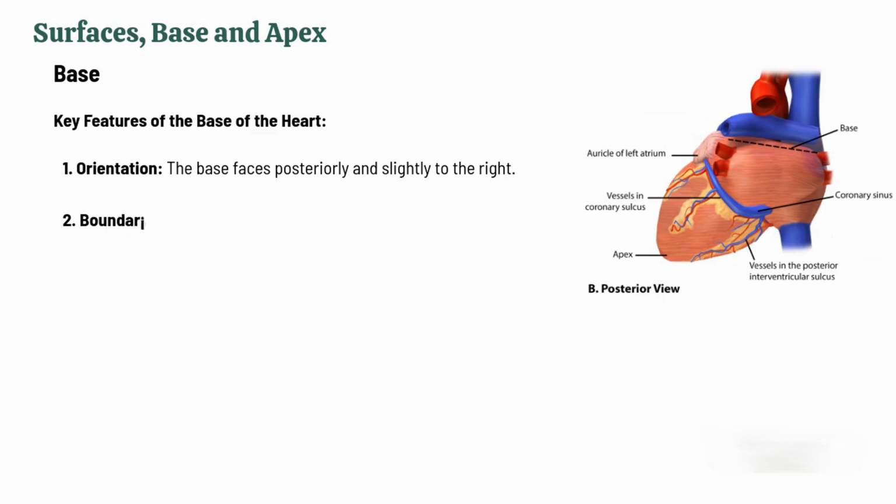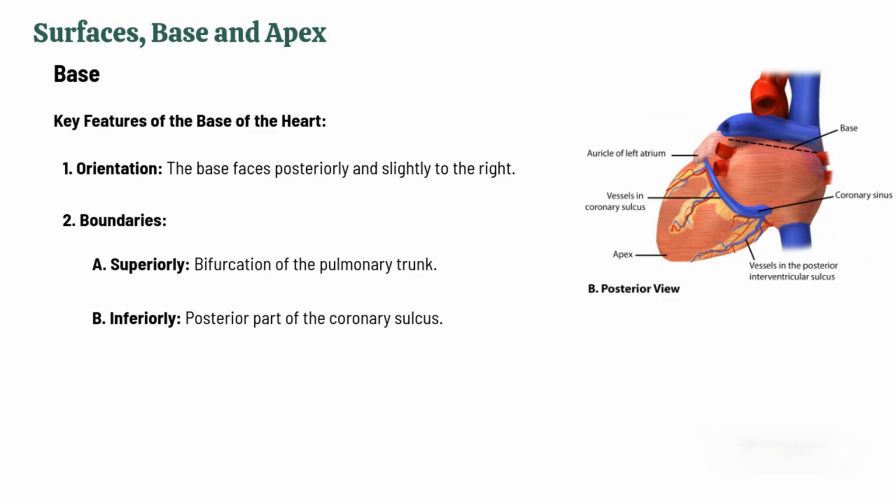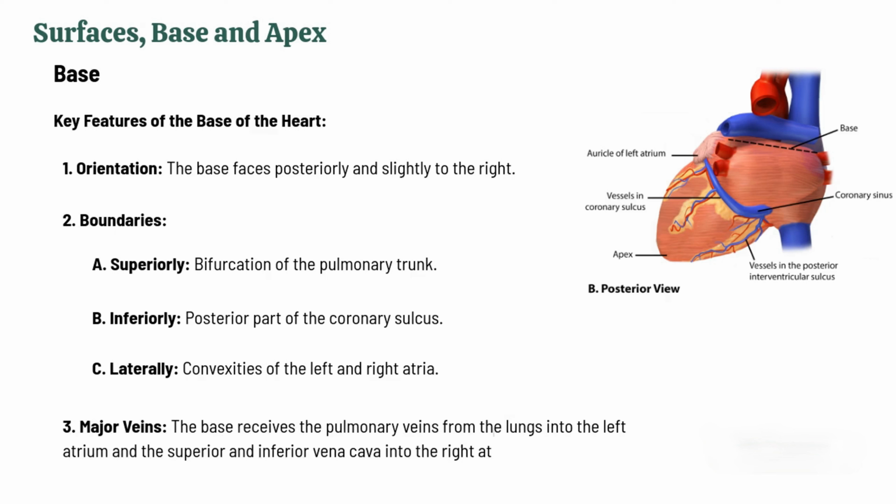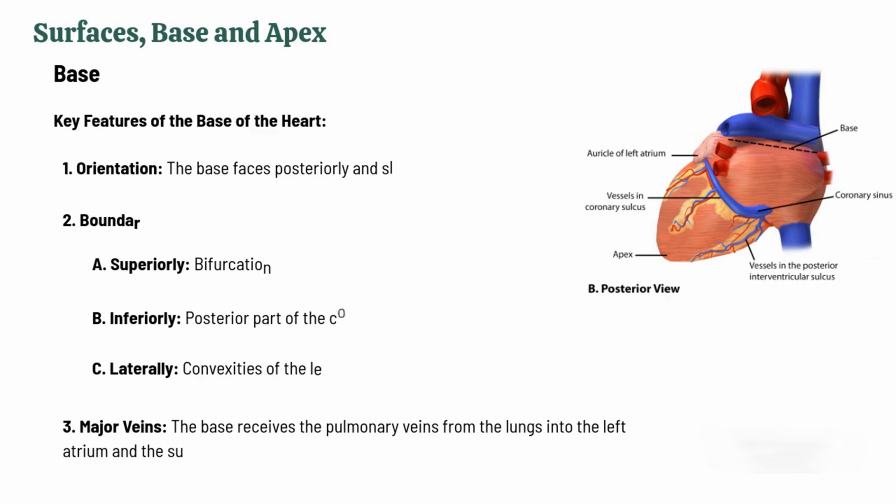2. Boundaries. A. Superiorly, the bifurcation of the pulmonary trunk. B. Inferiorly, the posterior part of the coronary sulcus. C. Laterally, the convexities of the left and right atria. 3. Major veins. The base receives the pulmonary veins from the lungs into the left atrium and the superior and inferior vena cava into the right atrium.